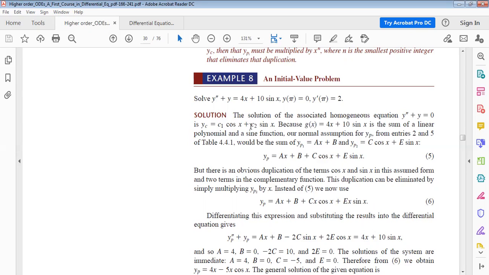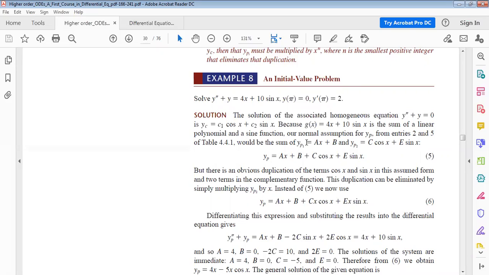You can follow the previous lectures on the constant coefficient method. Now observe the right-hand side: there are two functions, one is a linear function and another is a trigonometric function. So it is the sum of a linear polynomial and a sine function. Now our normal assumption for yp will be from entries 2 and 5. We can use the table, actually 4.41.